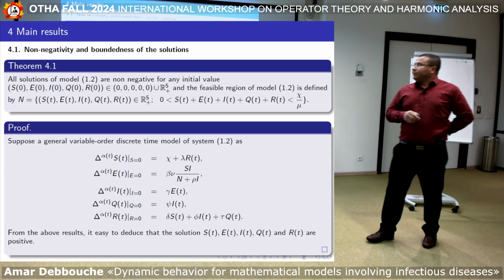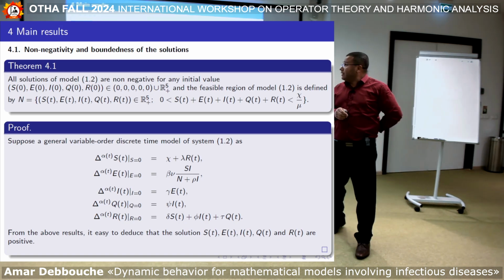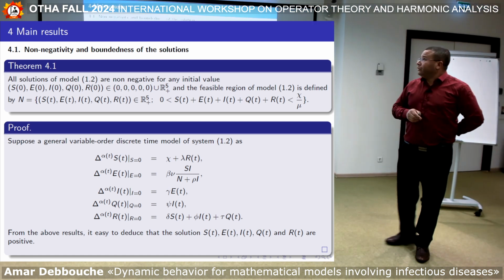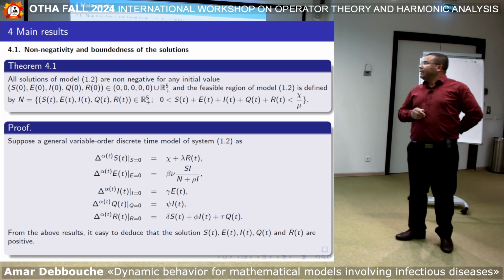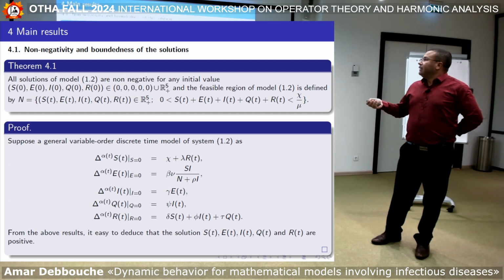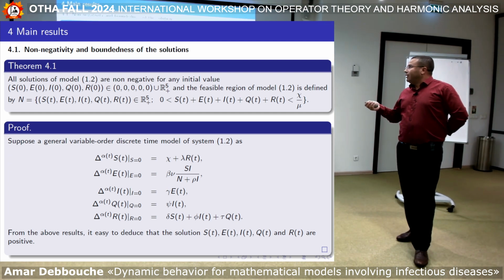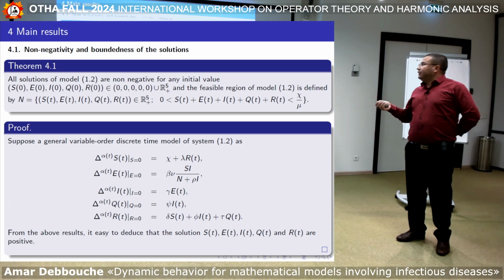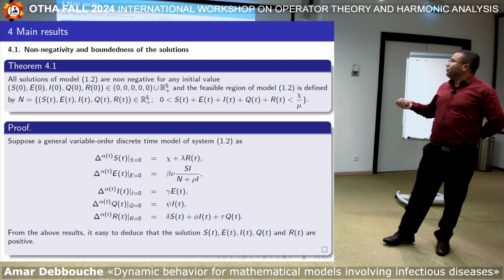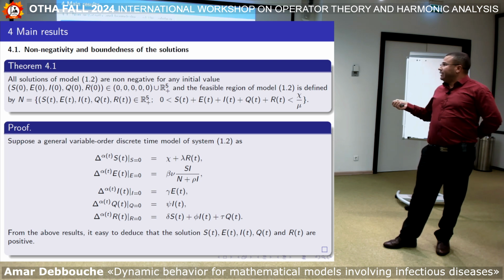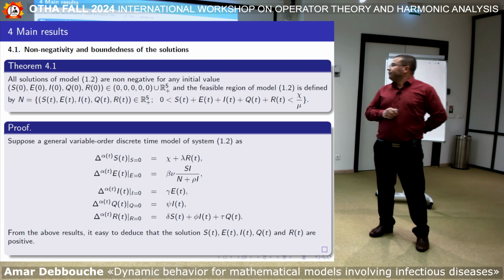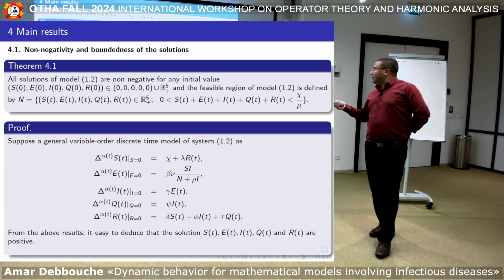Now we are in a position to state and prove the main results of this talk. First, we start by proving that our solution is non-negative and bounded. So the solutions of our considered model are non-negative for any initial values of this form, and the feasible region of our model is defined by this set associated with this condition.